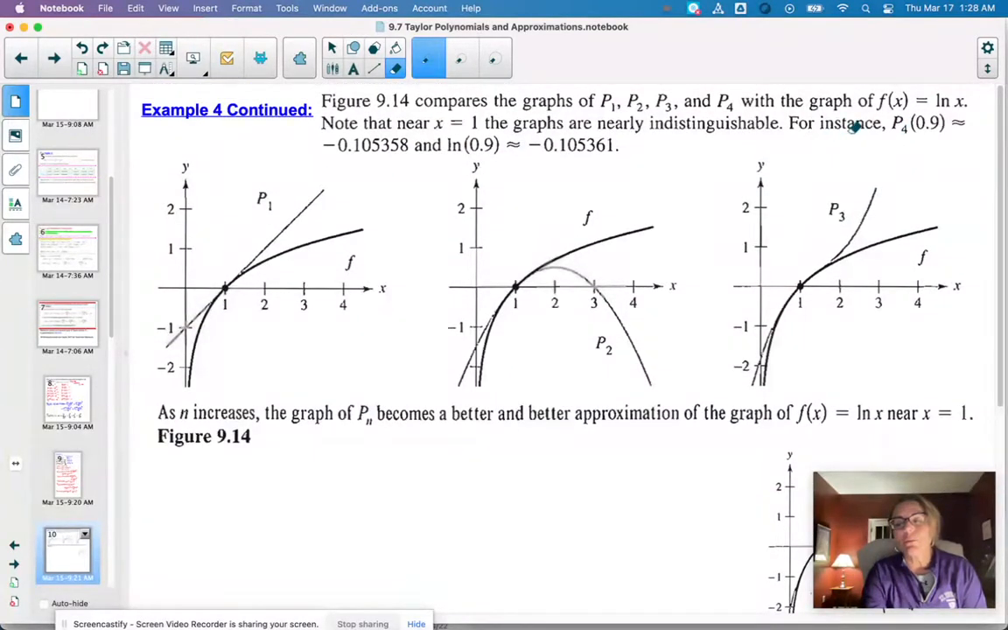And here's a little example, which I will be doing more of on Friday. For instance, the 4th degree polynomial at 0.9 is approximately equal to this value. And when we use the ln function and plug in 0.9 as an x value, you're also going to get negative 0.105361. Look at how very close they are. This would not happen if we used the polynomial of degree 1. These values would be much more different.